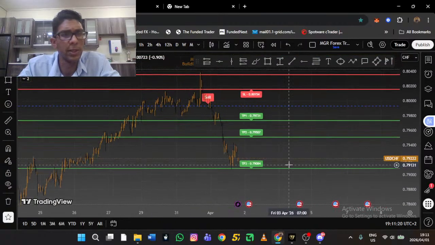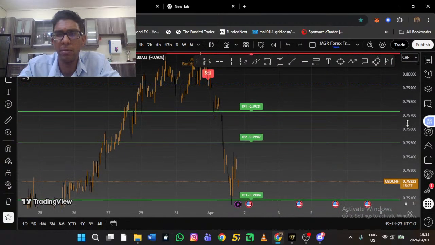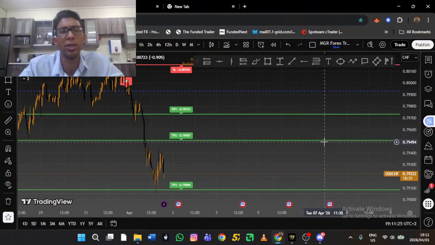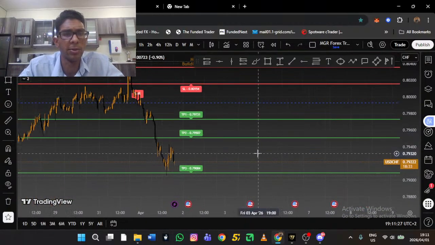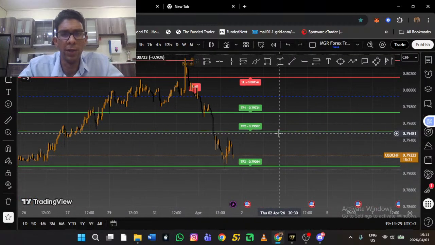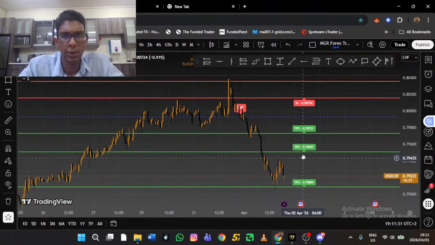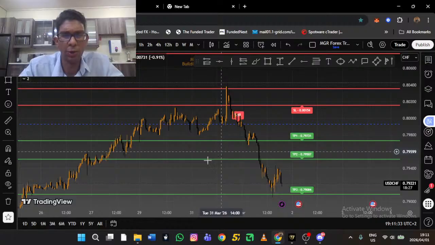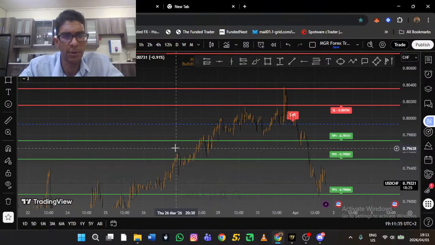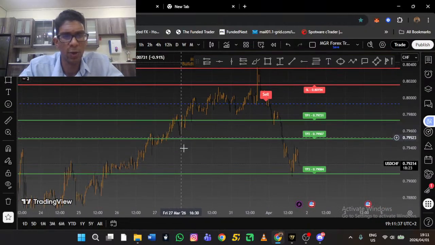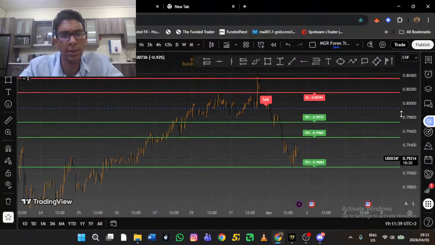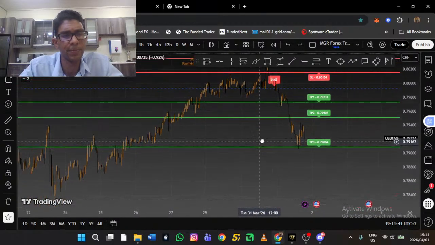Alright, this was USD Swiss franc. I'm actually not using my mouse today. I'm using my touchpad. I think I should actually change over to the mouse because I'm moving this chart all over the place, all over the show. I'm not using my mouse. Such a wonder what a difference a mouse actually makes when you are out here doing this.